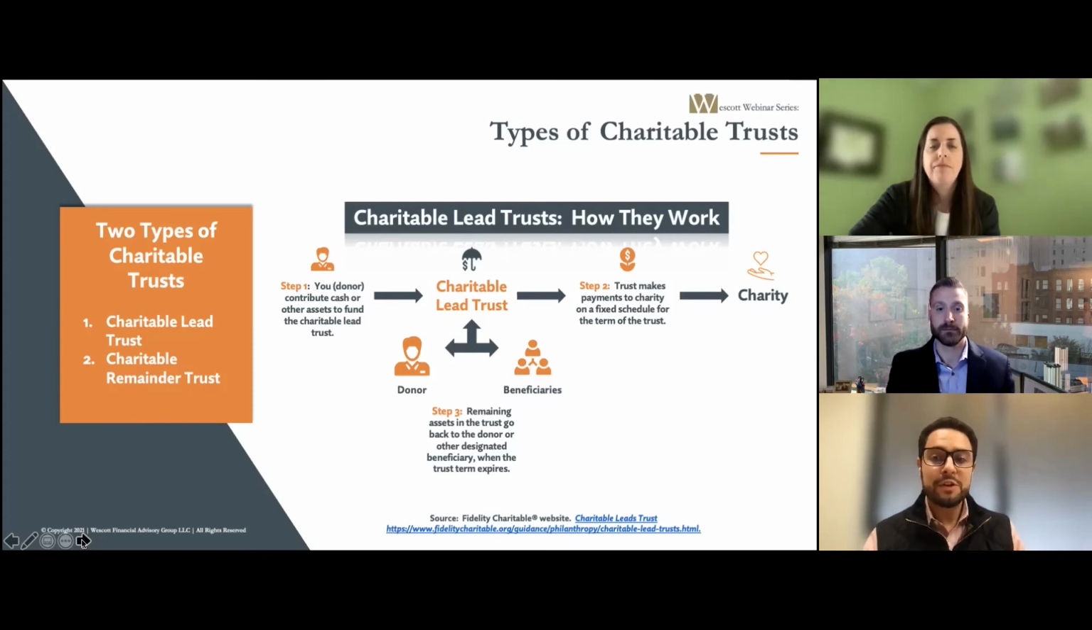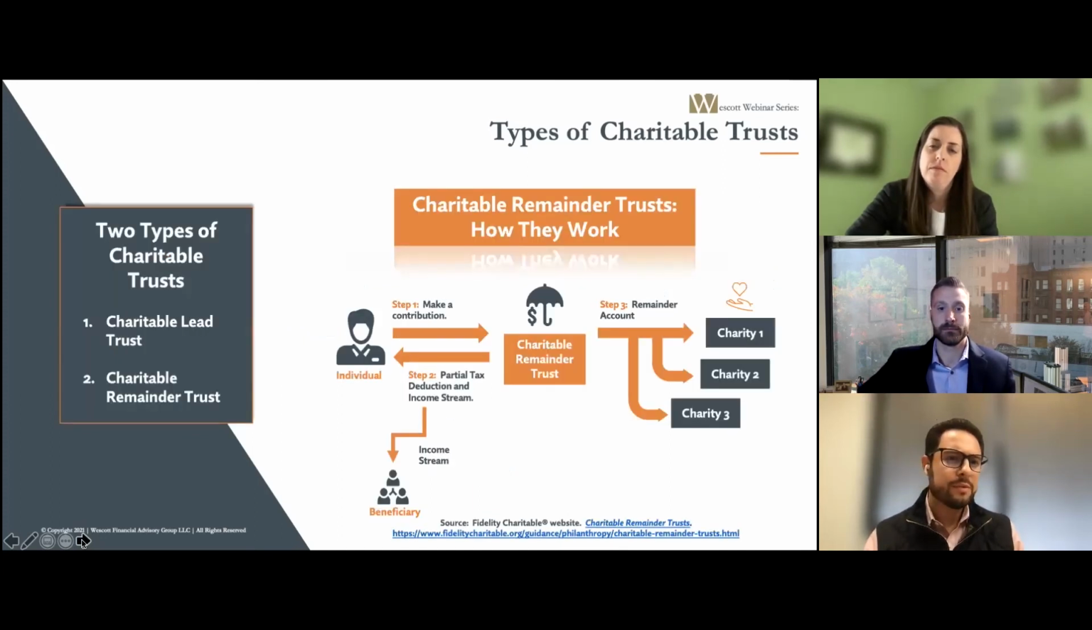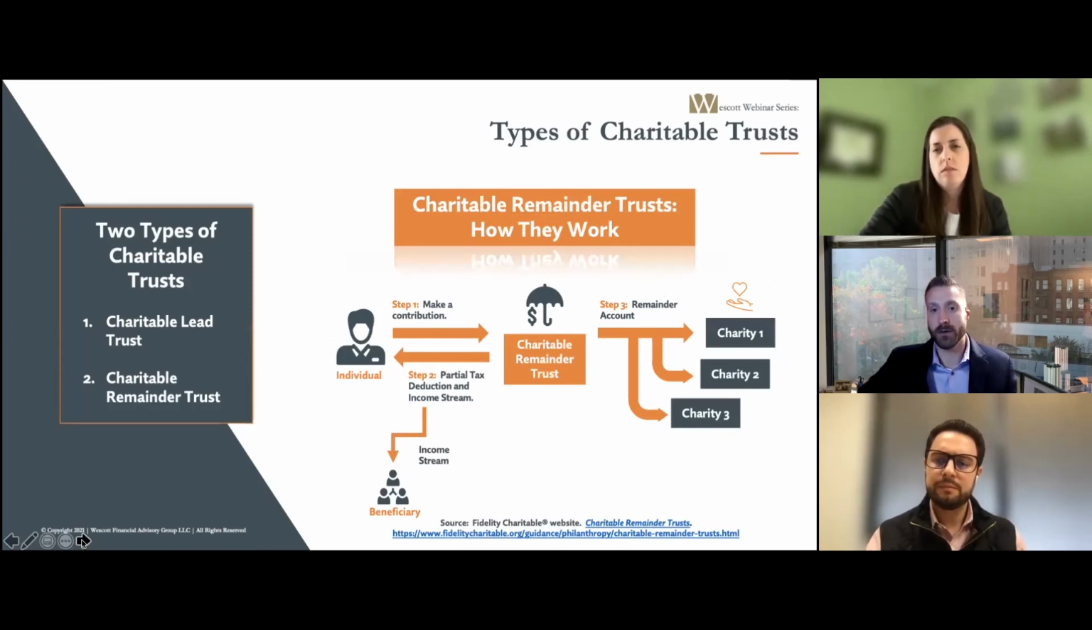You mentioned there are some other types of charitable trusts. What are those? So the other charitable trust is called a charitable remainder trust. This is also an irrevocable trust, but it generates an income stream for the trust beneficiaries. Just like a charitable lead trust, these beneficiaries can be anyone, including your children, family members, or again, even yourself. When that term ends, the remaining assets will ultimately go to charity.